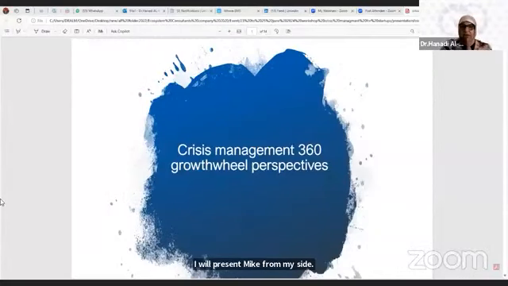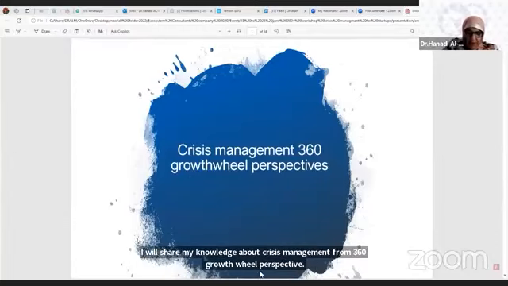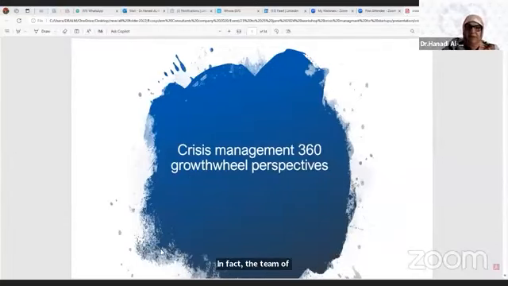In my presentation today, I need to discuss specifically that we are focusing on innovation. Innovation is a powerful tool for solving problems and crises from different perspectives. Today, I will share my knowledge about crisis management from a 360 Growth Wheel perspective. In fact, the team of Growth Wheel will be coming maybe after an hour. He will also discuss the Growth Wheel.